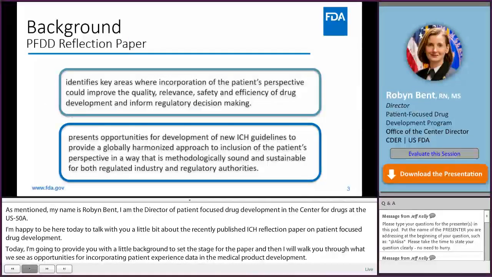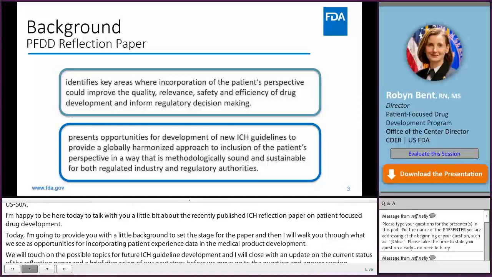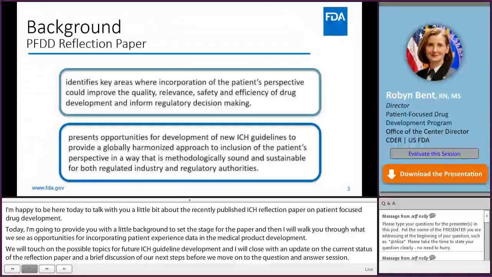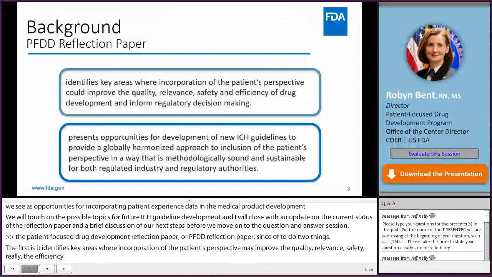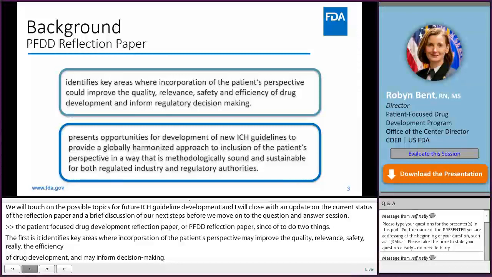The ICH Patient-Focused Drug Development Reflection Paper, or the PFDD Reflection Paper, sets out to do two things. The first is that it identifies key areas where incorporation of the patient's perspective may improve the quality, relevance, safety, and really the efficiency of drug development and may inform regulatory decision-making. It also presents opportunities for development of new ICH guidelines in order to provide a more harmonized approach to the inclusion of patients' perspective in a way that is methodologically sound and sustainable to both regulated industry and regulatory authorities.